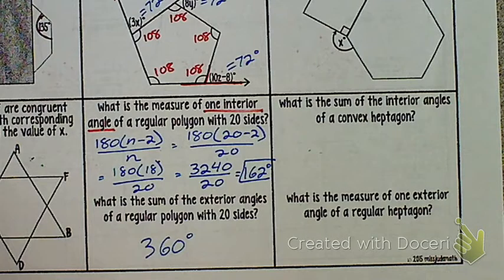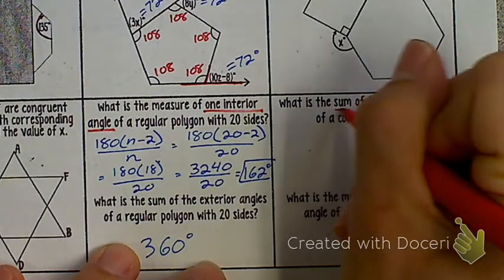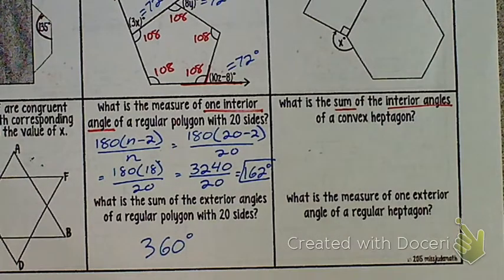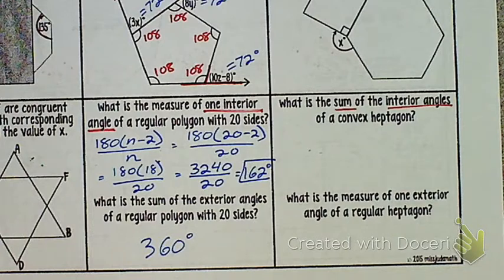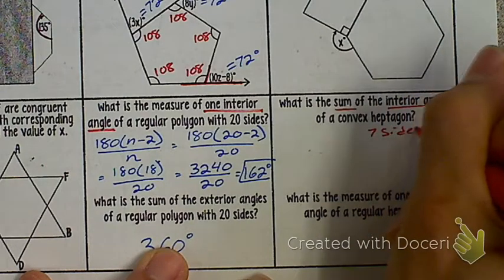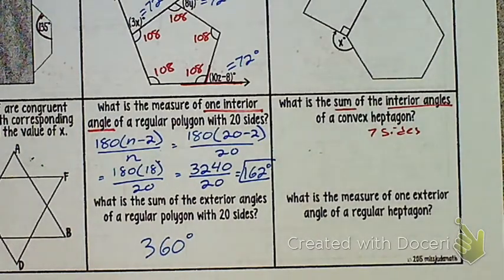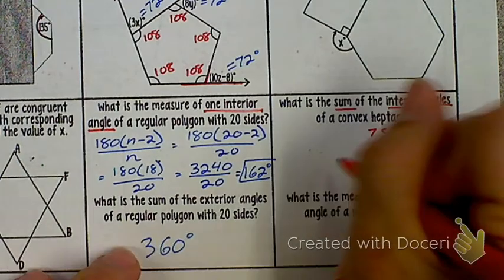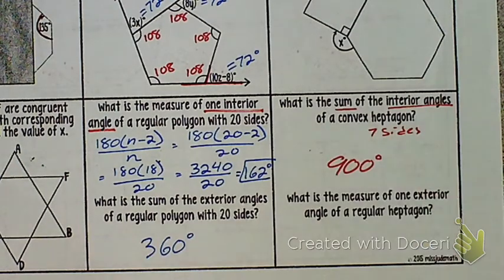What is the sum of the interior angles of a convex heptagon? Heptagon is how many sides? 7 sides. 900. Well, I like that 9. Thanks. I'm working on them.